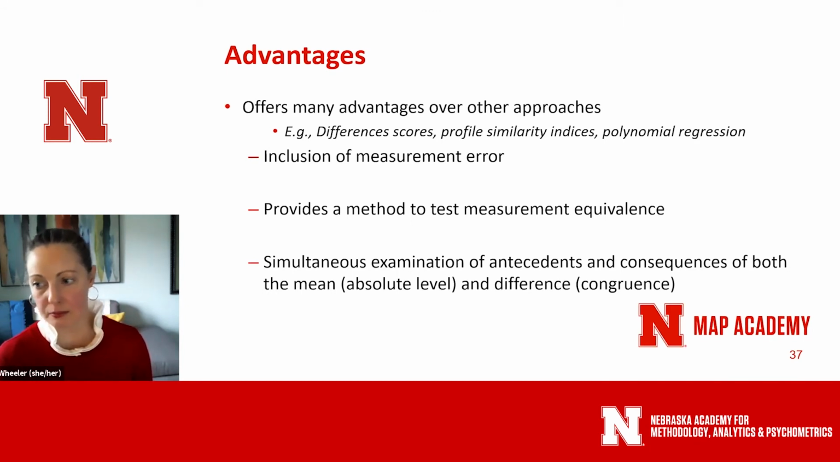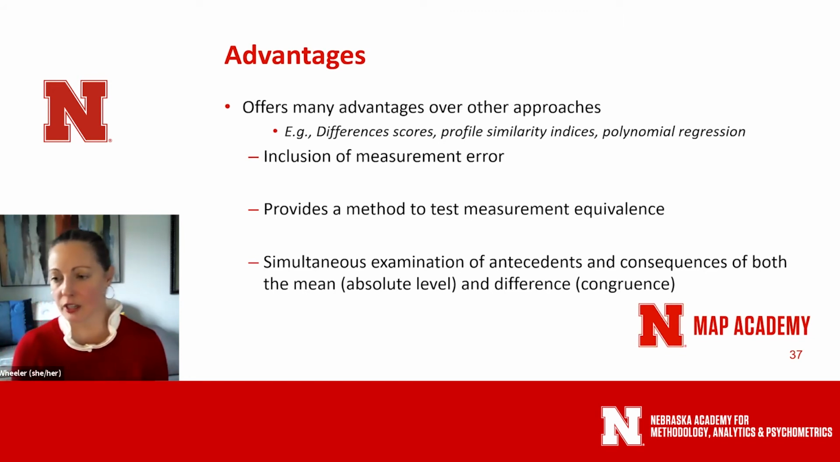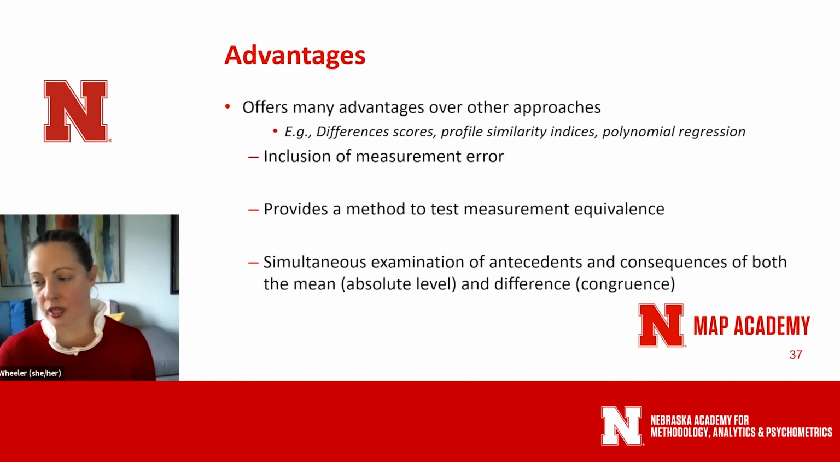And third, latent congruence or difference, however you're thinking of these models, allows the examination of both the antecedents and the consequences of both the mean or absolute level of the construct and the difference simultaneously. You can do this in one model, whereas you can't do this with indices such as ICCs or difference scores.